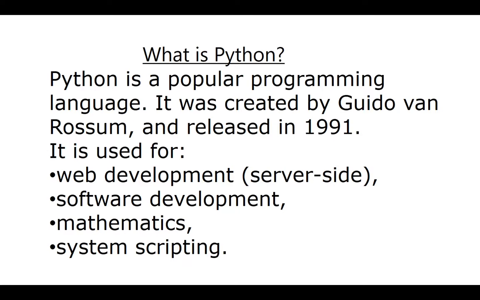Okay, what is Python? Python is a popular programming language. It was created by Guido van Rossum, hope I pronounced that well, and released in 1991. Seriously, that is a long time ago and really kind of old in a way. Not that old, but wow. Okay. It is used for web development, software development, mathematics, and system scripting. They also use it for data science.